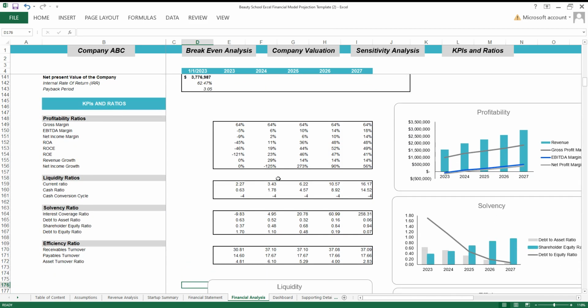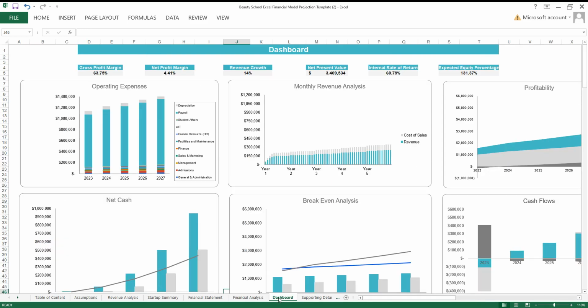Then we have the financial ratios, including profitability, liquidity, solvency, and efficiency. We have also made graphs to make it easier to visualize these things.